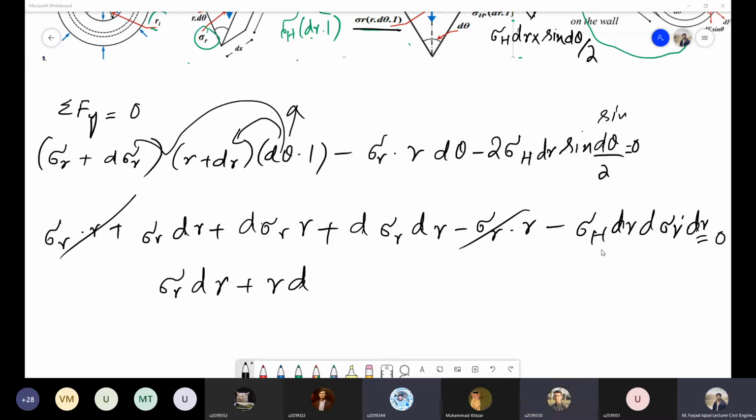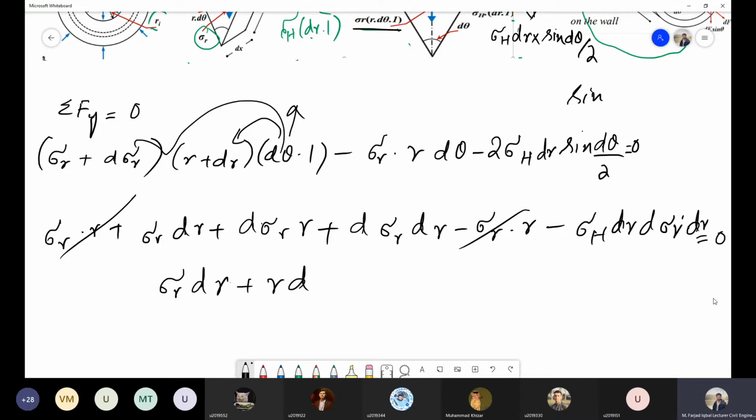Zero, sir. Sir, when the angle is small, then sine theta is equal to theta. Yes. So when we have this angle which is very small, we are going to get sine of the angle equal to the angle theta. So let's keep it like that.